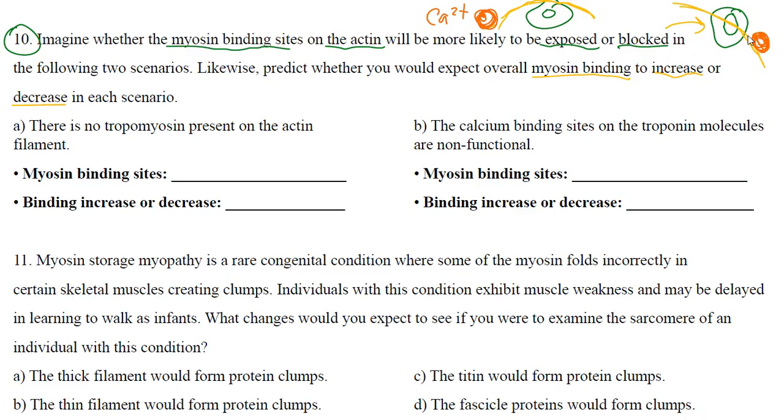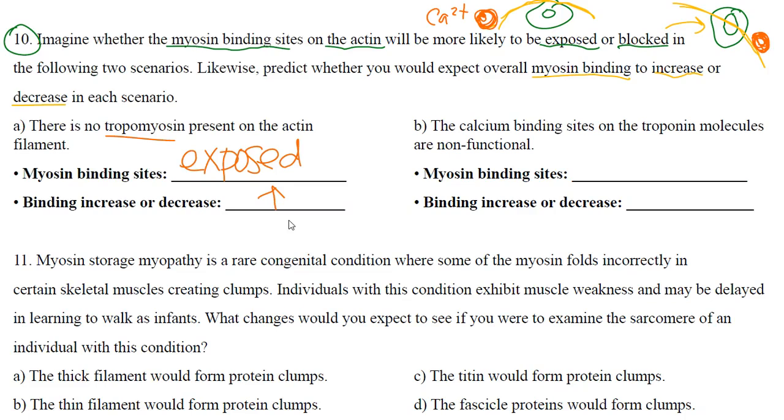Okay? So let's look at our two scenarios. There is no tropomyosin present on the actin filament. So if there's no tropomyosin present, that means we're talking about an exposed situation. So the myosin binding sites are going to be exposed. If they're exposed, will the binding increase or decrease? Increase. You see how, because I'm breaking down and adding notes to this question, I can automatically get the answer, right? Sometimes that's what it's going to take.